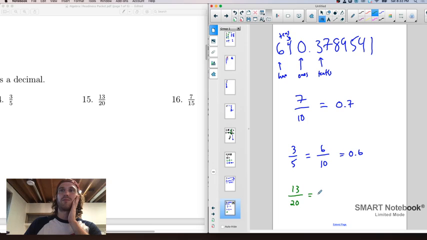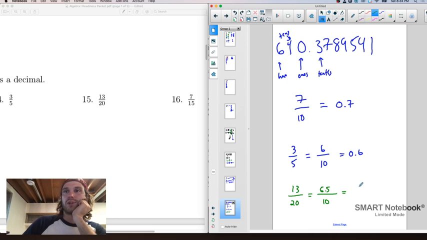This one's a little weird, but 13 over 20. Now, this is maybe a little kind of a funky trick, but I can write this as tenths. If I take 20 and divide it by 2 and turn that into 10, I can do the same thing up here. But 13 divided by 2 isn't whole, it's a decimal. It ends up being 6.5, okay? 13 divided by 2 is 6.5. So how do I write 6.5 tenths?